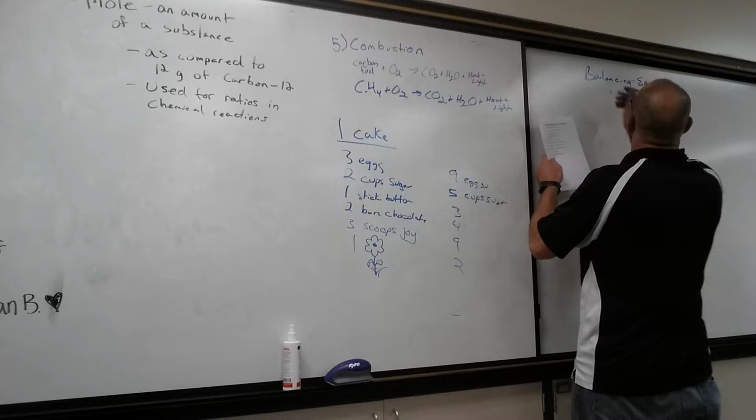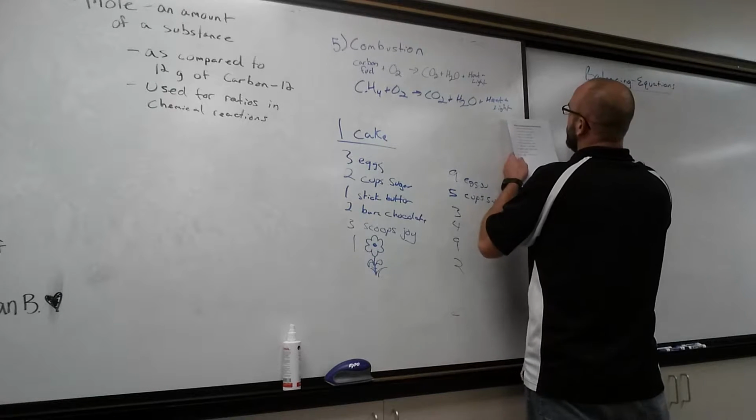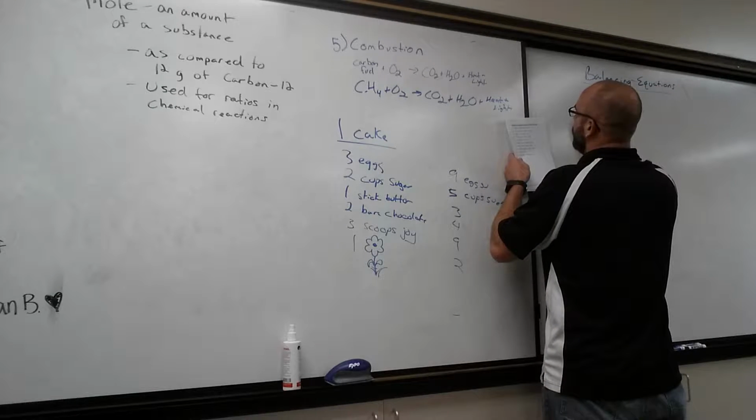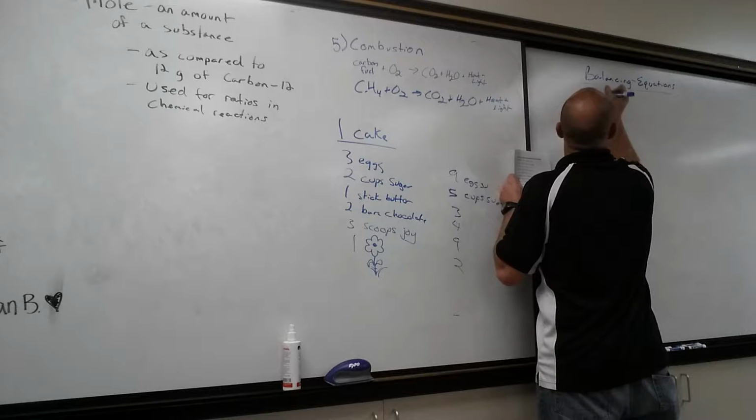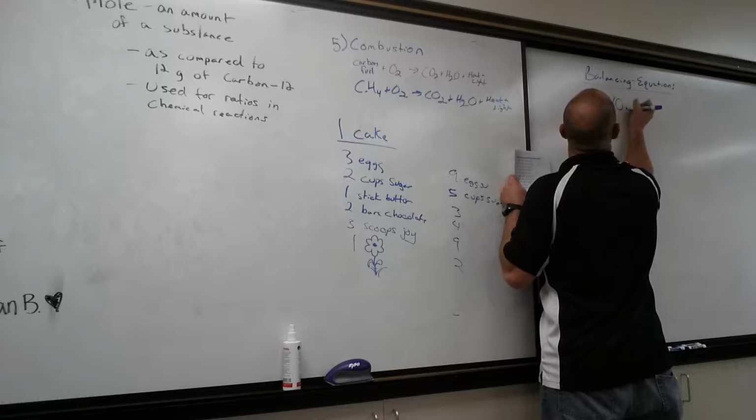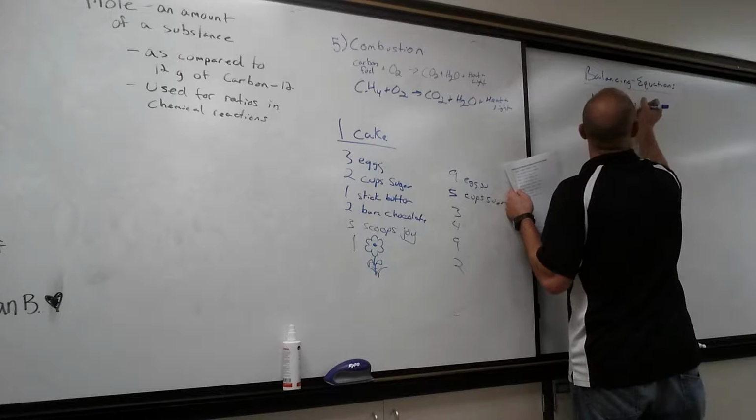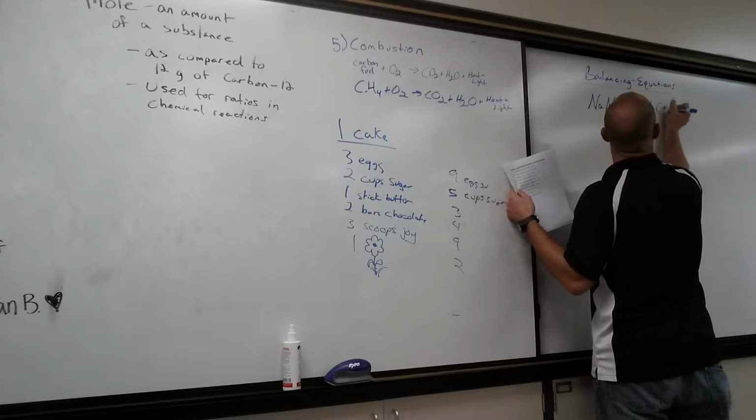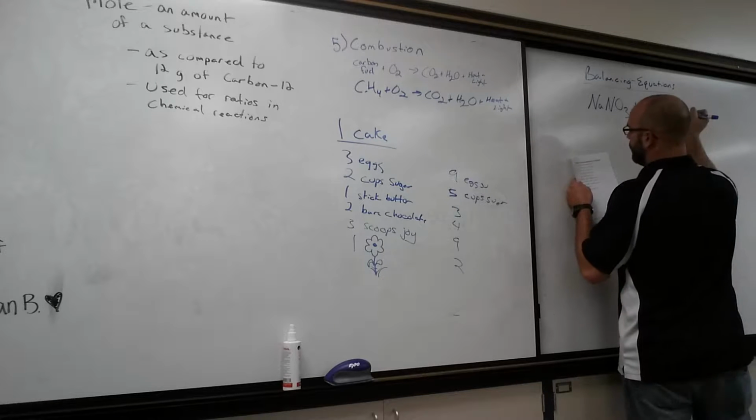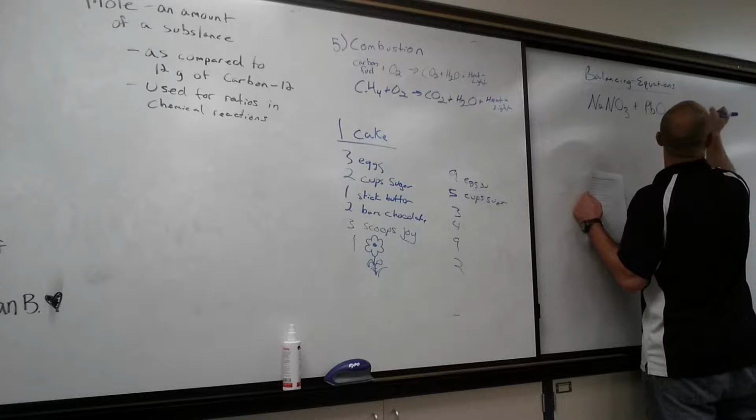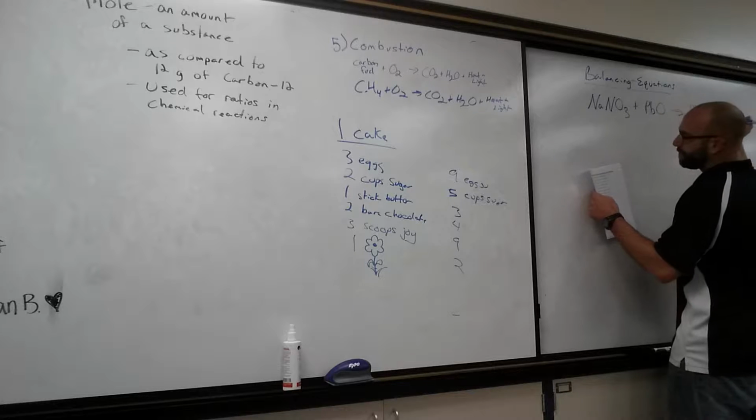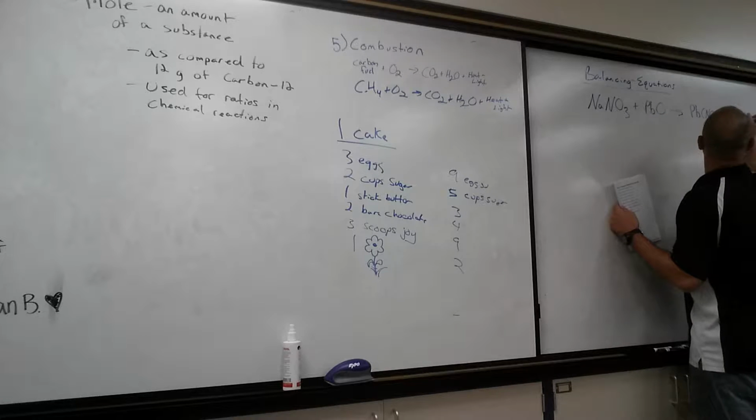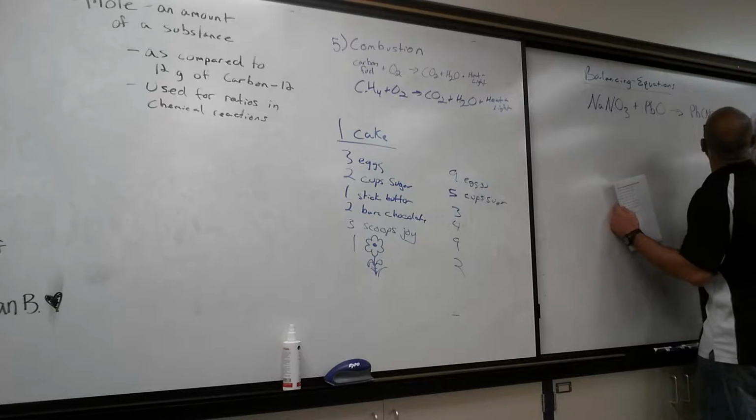Right? So balancing equations. We're going to start with a simple example. NaNO3 plus PbO yields Pb(NO3)2 plus Na2O.